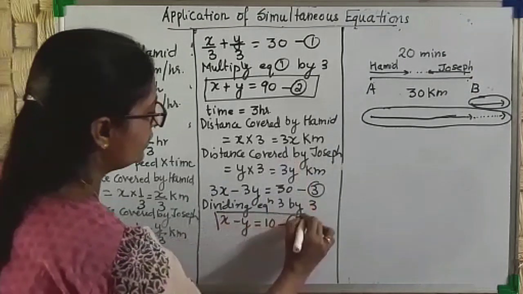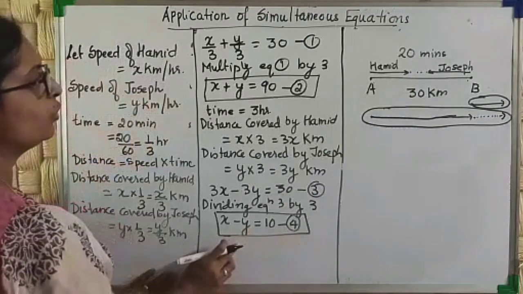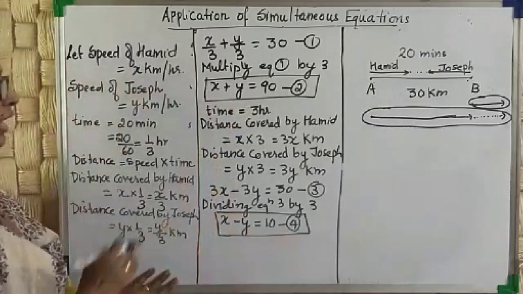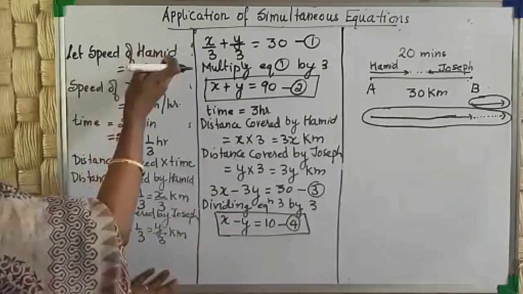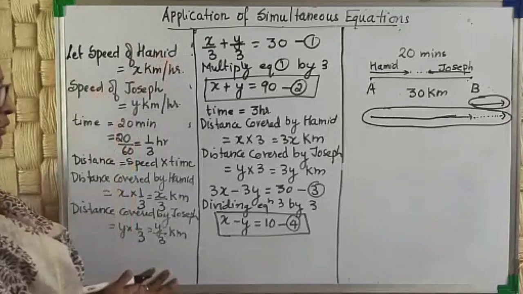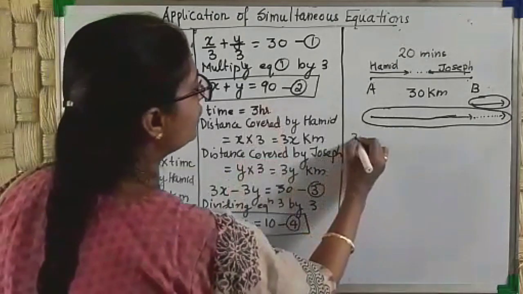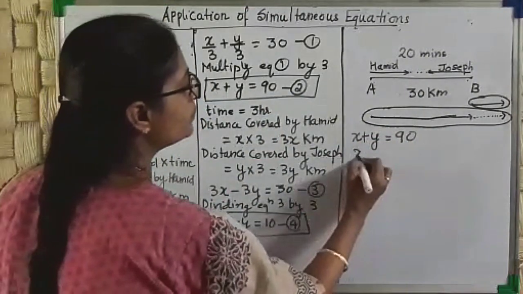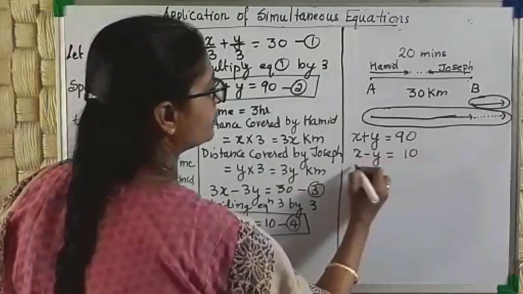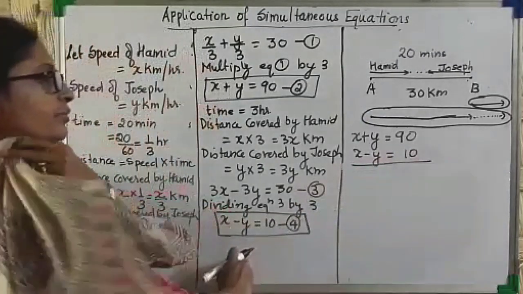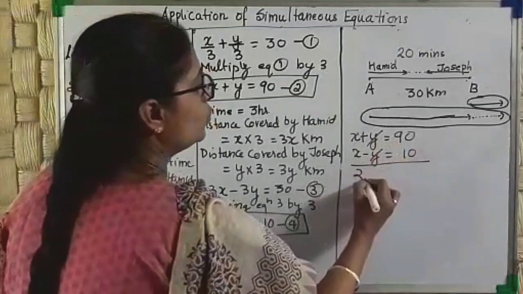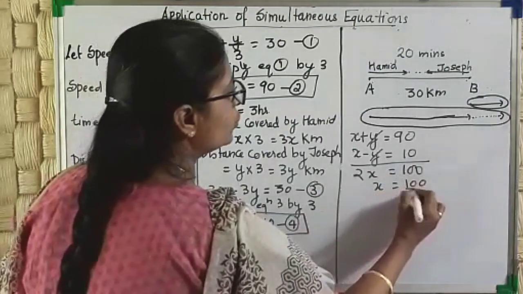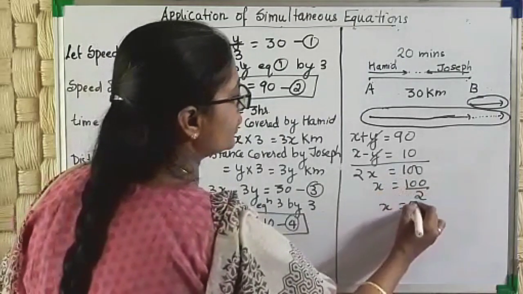So we can consider these two equations, that is equation number 4 and equation number 2, to find out the values of x and y. x and y are nothing but the speed of Hamid and speed of Joseph. For that we have to add the two equations. So adding equation 2 and equation 4, we will get 2x is equal to 100. So value of x will be 100 upon 2, that is 50.